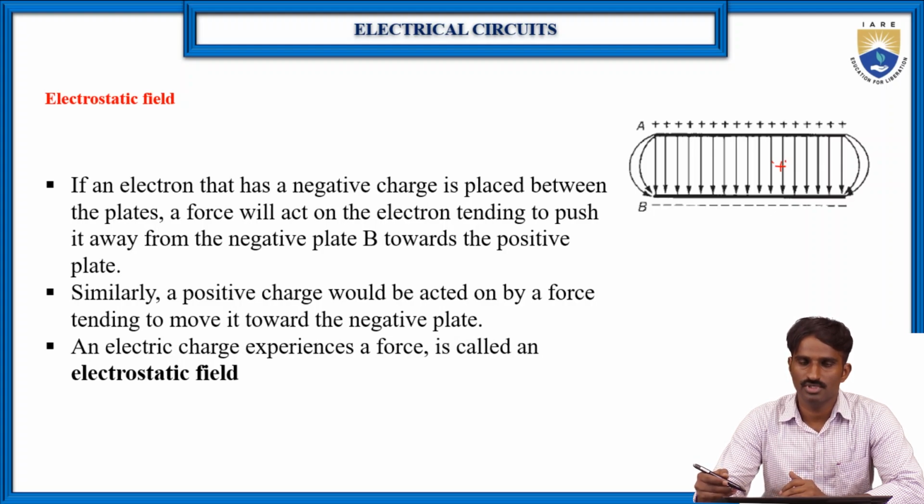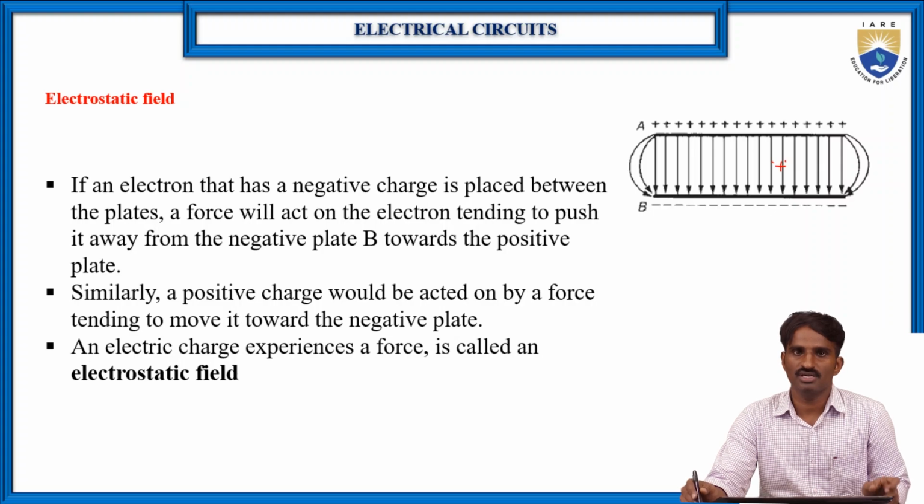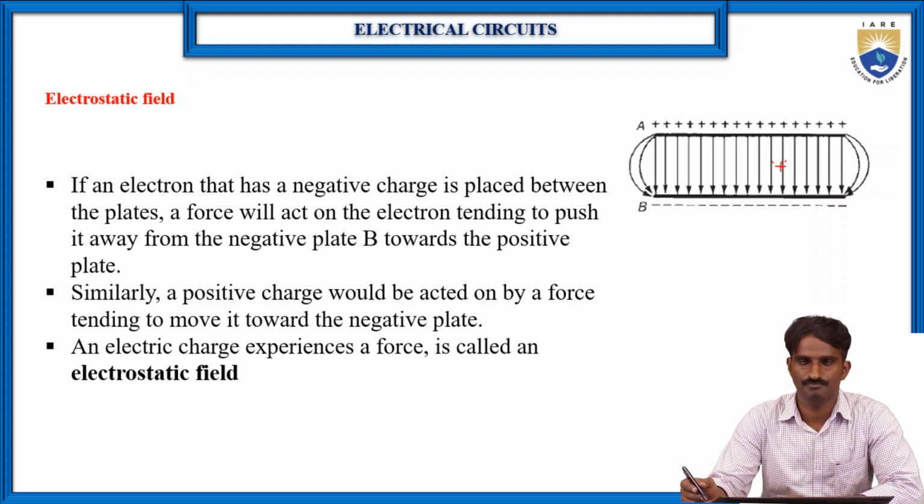If you place that charge between these two plates and it experiences a force, then that force is called the electrostatic field. Of course, the force and the field also have a direction. Suppose you place a positive charge, then the force will be towards the negative plate B, which means the force is from A to B, like this. So you will have the direction of the force also.